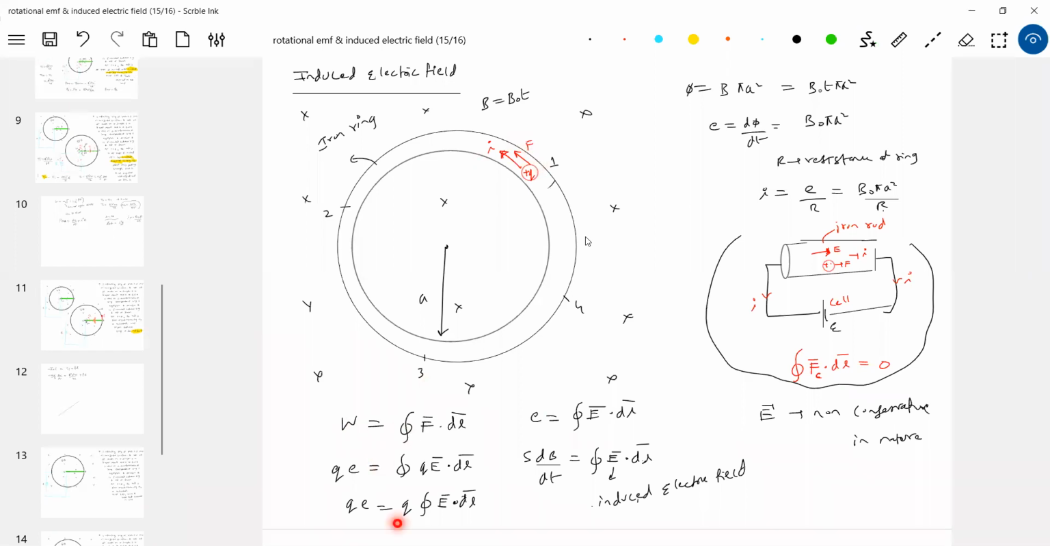I proceeded like this and ended up with this equation. Let's see now: when will this induced electric field come? Shall I say whenever the flux linking the loop varies? The answer is no. When the magnetic field linking the loop varies with time, then this induced electric field will come. So what are we learning now? A varying magnetic field produces an induced electric field.